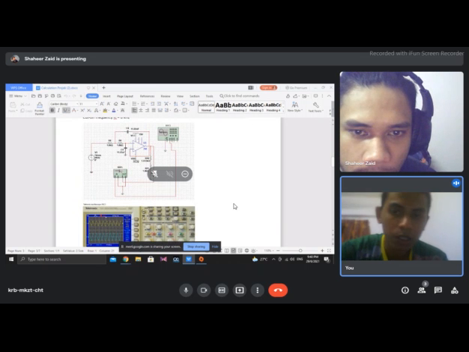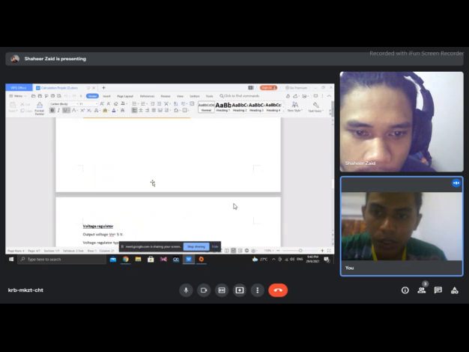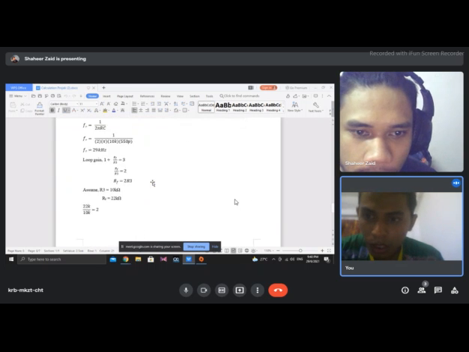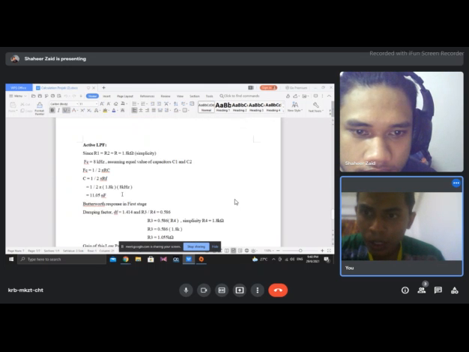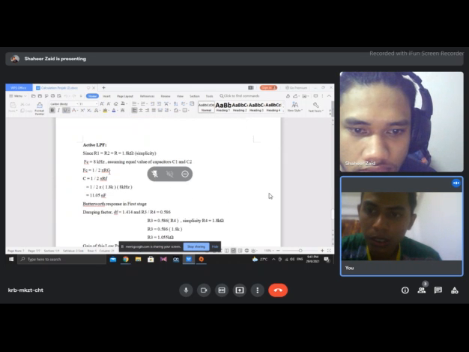For the calculation of the active low pass filter, first we use the cutoff frequency, which is 8 kHz. For the formula, we use FC equal to 1 over 2 pi RC.